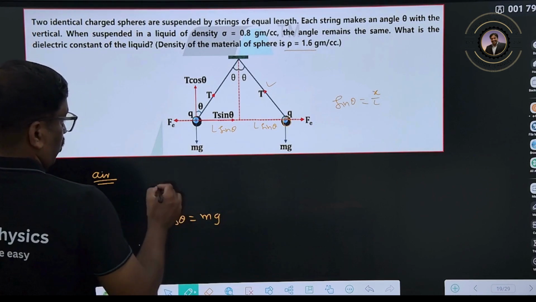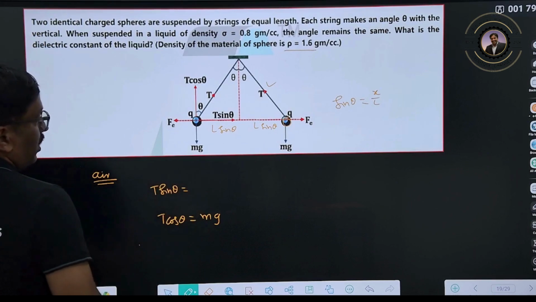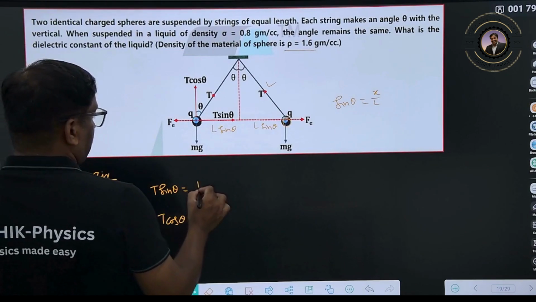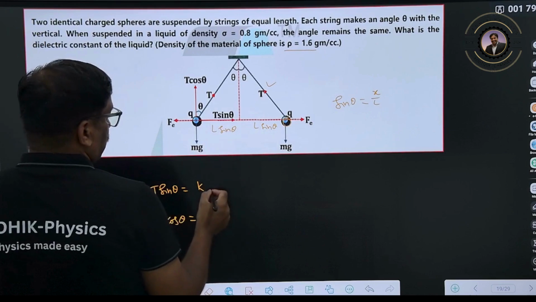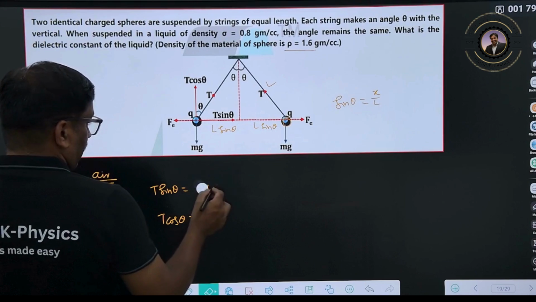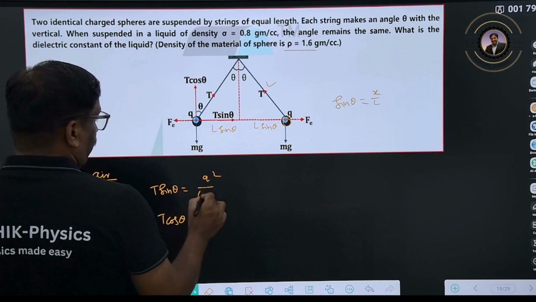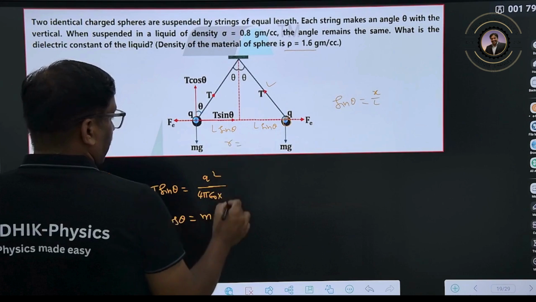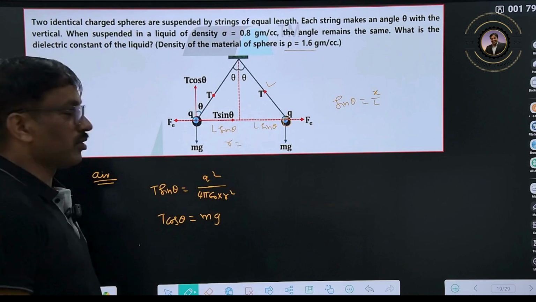Right. So T sin theta is balancing this Coulombic force now. What is the force here now? That is nothing but k into, okay, so this distance is also the same, and the charges are the same, q square. So that is nothing but k q square by 4 pi epsilon naught into r square, suppose this distance is r, because theta is also the same and the distance between them is also the same.